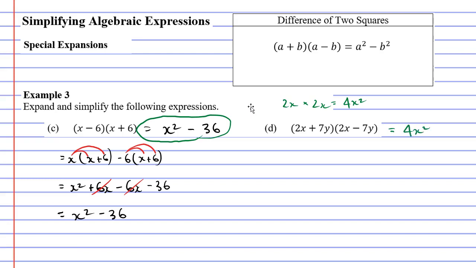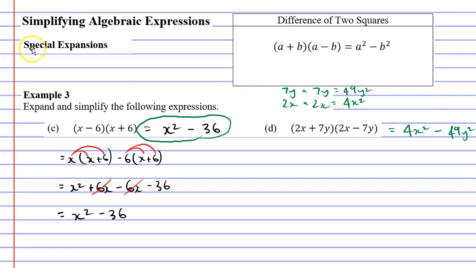And then if I square the second term, which is 7y, that's just 7y times 7y when you square it. 7 times 7 is 49, and y times y is y squared. So I get 49y squared, and I just need to put the minus sign between them.